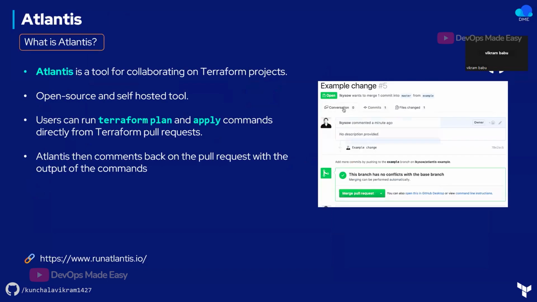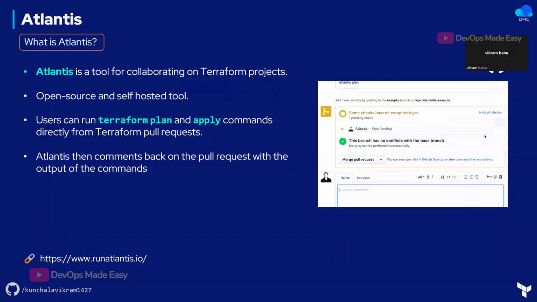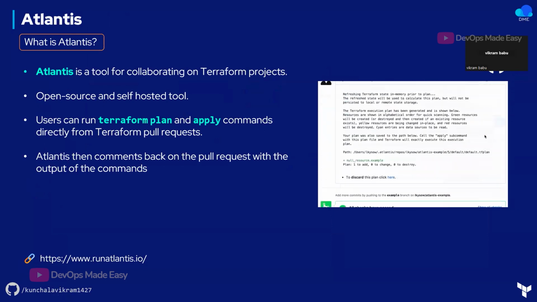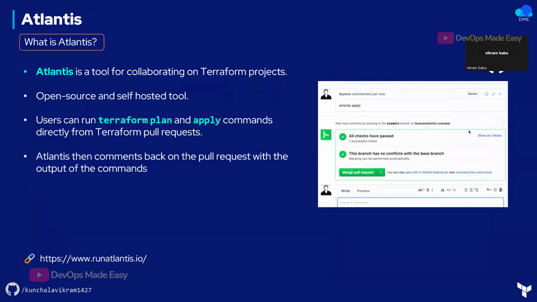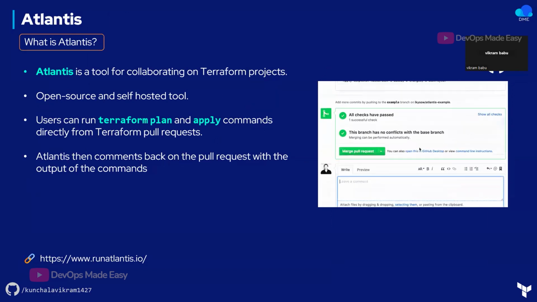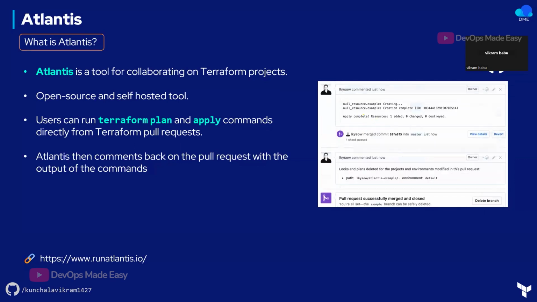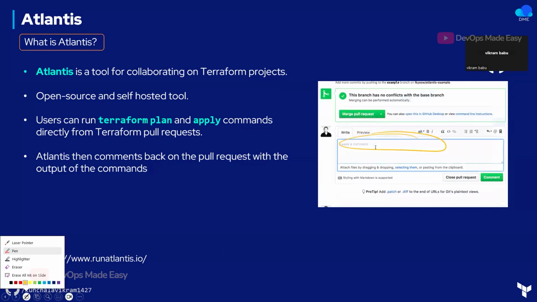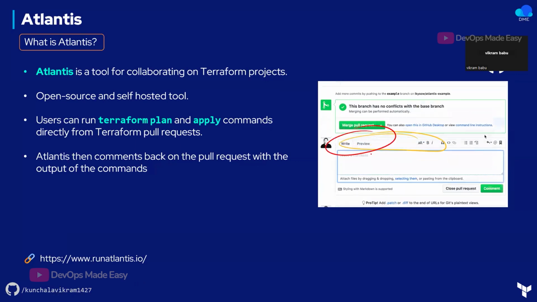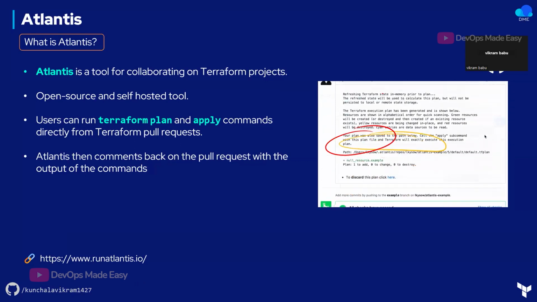Now, what is Atlantis and how does Atlantis simplify this Terraform pull request automation? Atlantis is a tool for collaborating on Terraform projects. It is completely open source, and it is a self-hosted tool. You can host it on your local machine or inside any cluster. How it actually works is you create a PR with your changes, and you run some commands on the PR itself. For example, this is the change that I have made, and what I will do is I'll simply say atlantis plan. I'll comment on my PR myself, saying atlantis plan.